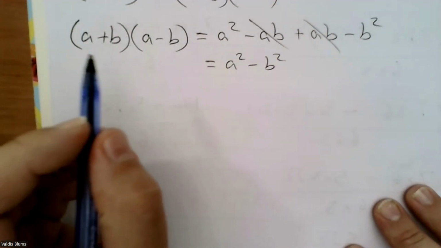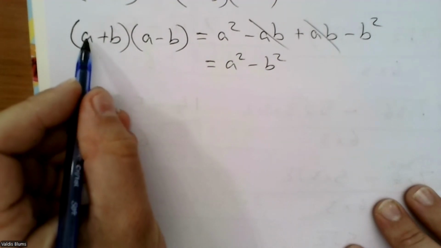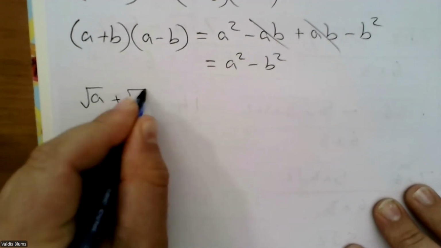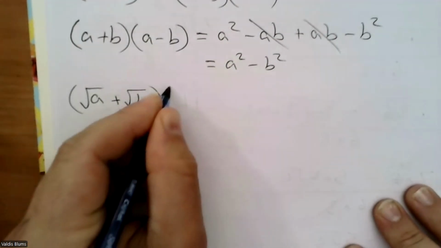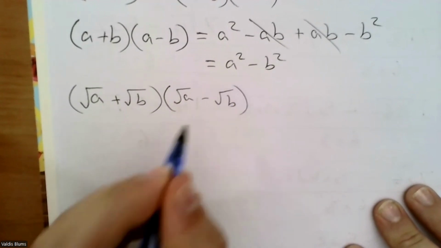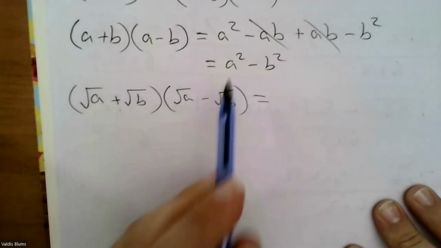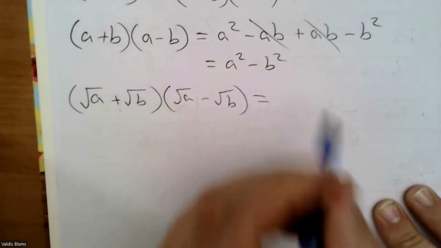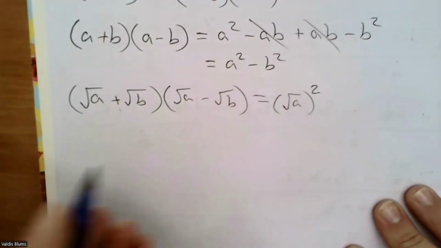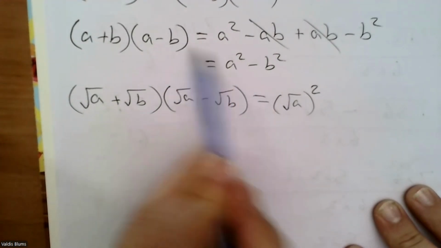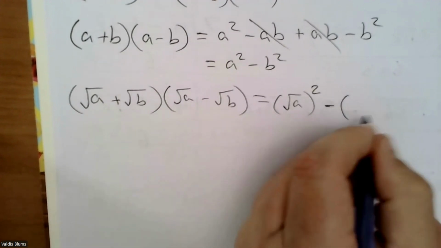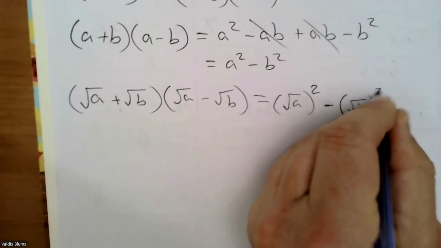So let's pretend that these are all square roots now. So if you have square root a plus square root b multiplied by square root a minus square root b, and you expand this out, well, we've already seen you get the first term squared. So you're going to get this square root a squared. And then you're going to get that second term squared as well with a negative before it. So negative second term, which is square root b squared.